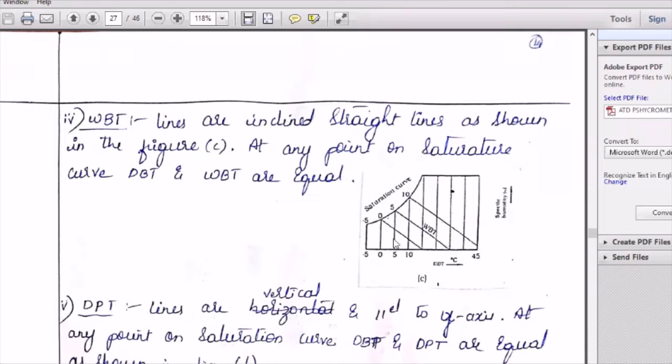For 5 degree Celsius, it is extended up to the saturation curve, where it intersects, and from there one inclined line comes off. Same for 10 degree Celsius, same for 15 degree Celsius. Not for 20 or 25, because the saturation curve will not come for 35, 40, 45 degree Celsius. It ends only at 15 degree Celsius. Why is only up to 15 degree Celsius wet bulb temperature given? Why not above 15 degree Celsius?